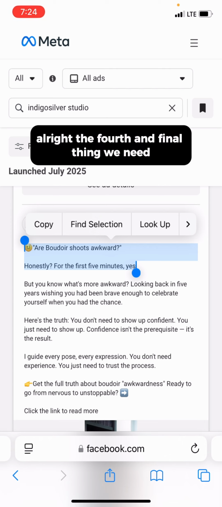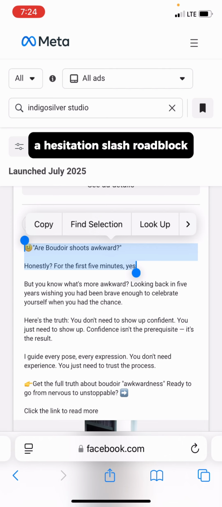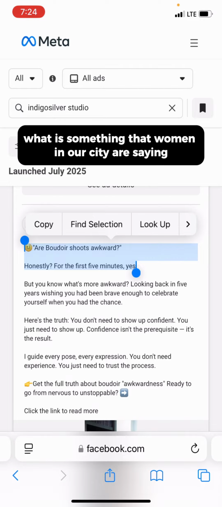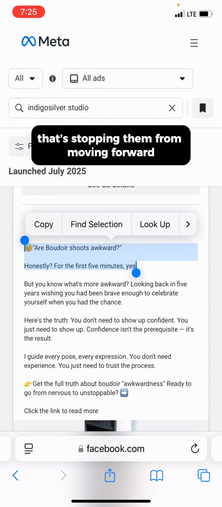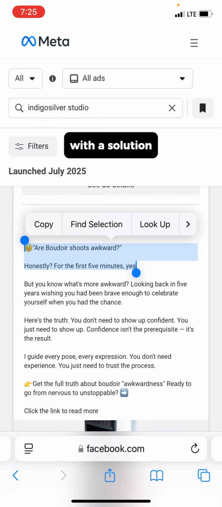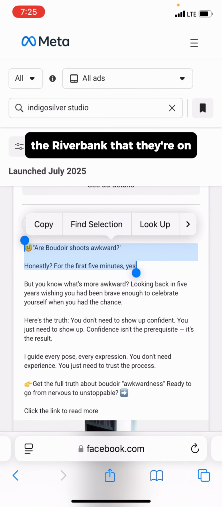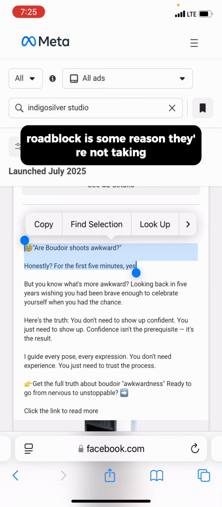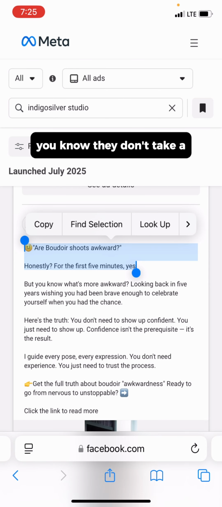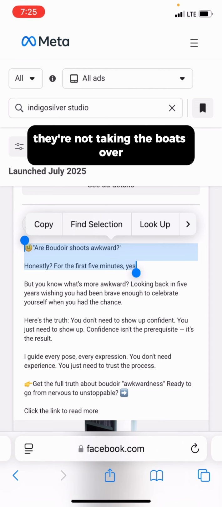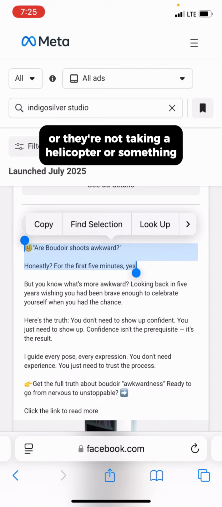All right, the fourth and final thing we need in the See More headline is a hesitation/roadblock. What is something that women in our city are saying in their brain that's stopping them from moving forward with a solution? So if we say the negative experience is like the riverbank that they're on, the positive thing that they want is the other side of the river, and then the hesitation/roadblock is some reason they're not taking the bridges over that are present to them, or they're not taking the boats over that are present to them, or they're not taking a helicopter or something.